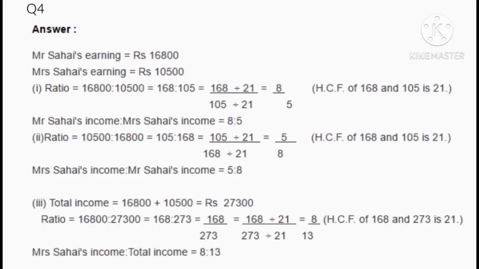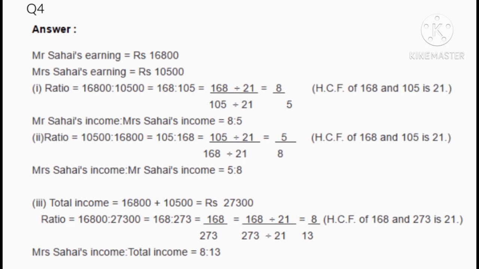Okay, class? See the next question. Mr. Sahai and his wife are both school teachers and earn rupees 16,800 and 10,500 per month respectively. So find the ratio of Mr. Sahai's income to his wife's income. Both are given. Mr. Sahai's income is rupees 16,800 and his wife's income is 10,500. So the ratio of 16,800 is to 10,500. We will be dividing both the numerator and the denominator by the HCF, that is 21, and we will get 8 by 5.